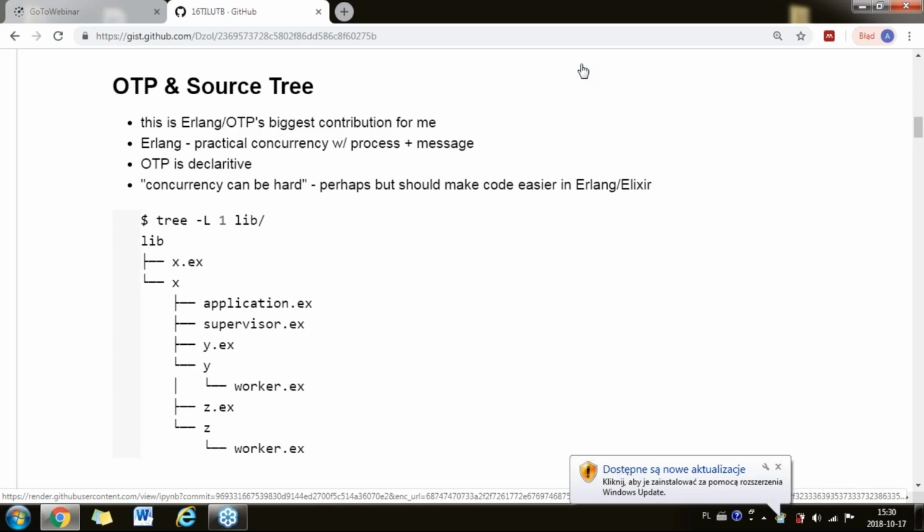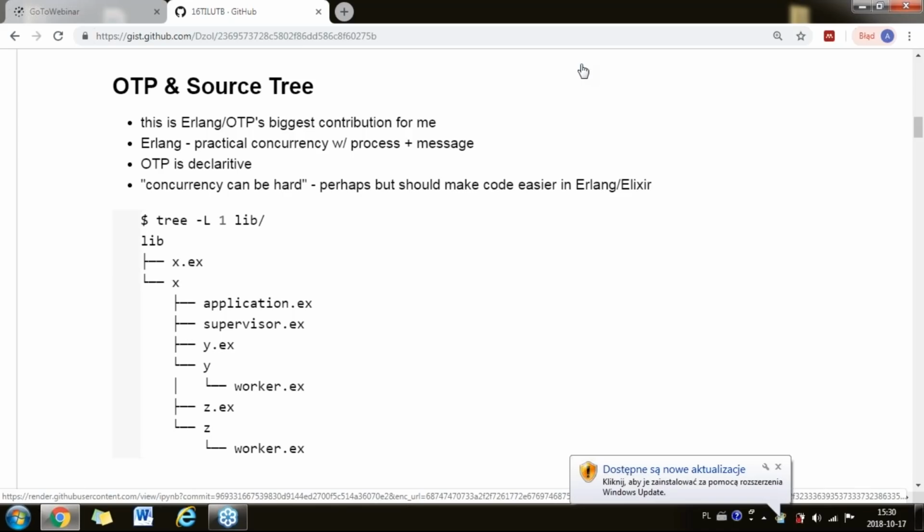So if we do a tree on the lib directory of an Elixir application, this is what we see, and it's very similar with Erlang, right? This all came from Erlang and some of the conventions we see there, where we list an application, we have a supervisor, perhaps more than one, and workers that would reside underneath those supervisors, and we're able to gauge straight away what the concurrent aspects of our project are.